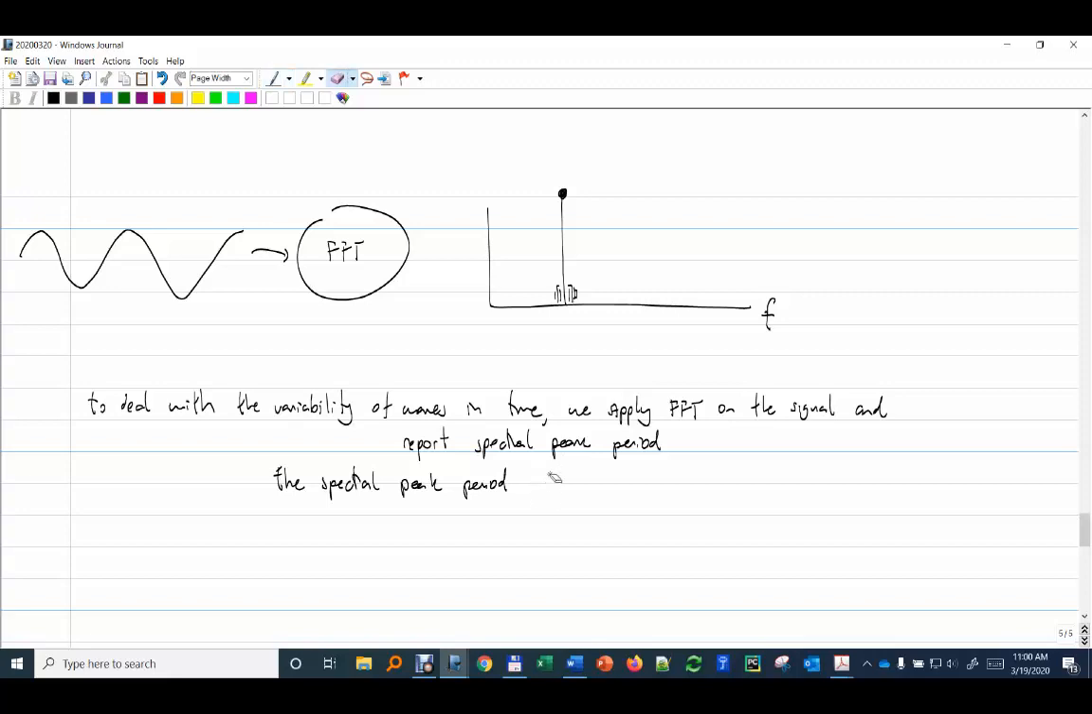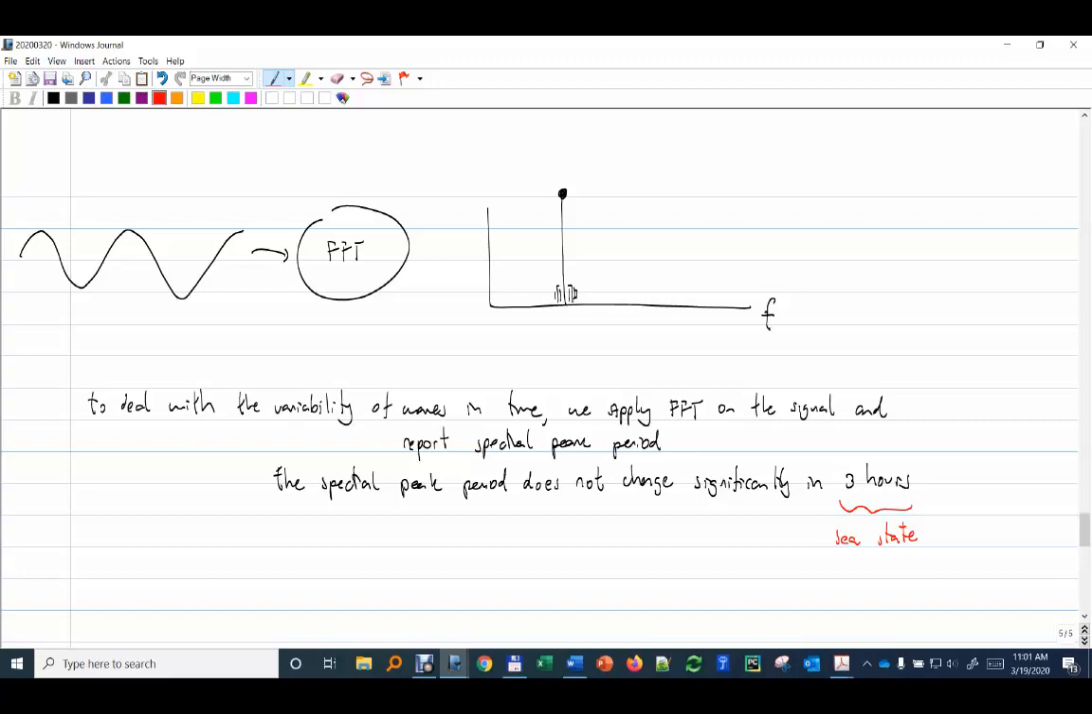The writing is getting very poor, sorry for that. The spectral peak period does not change significantly in 3 hours. That's simply by definition, and 3 hours is what I call a sea state. But statistically, we say it won't change significantly in 3 hours. If I make measurements in the first hour, second hour, third hour, it shouldn't change that much.